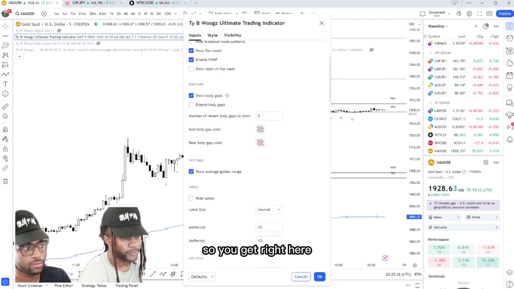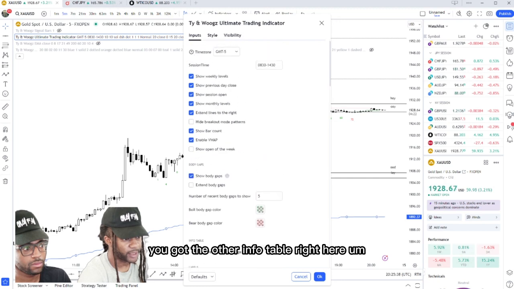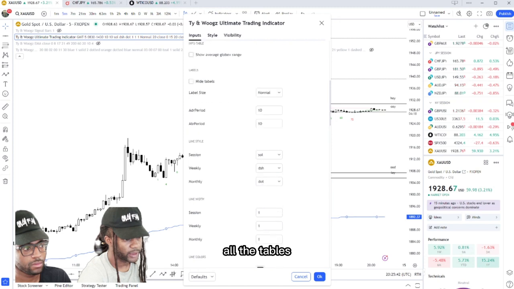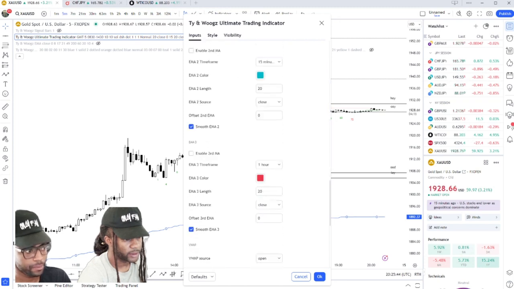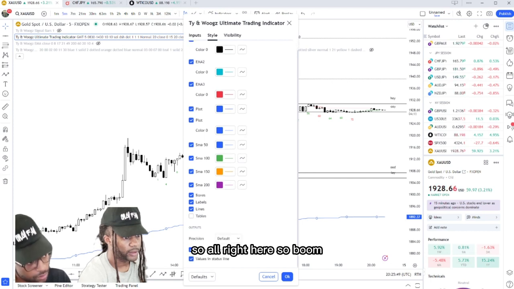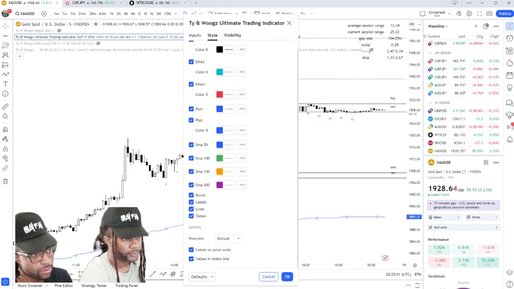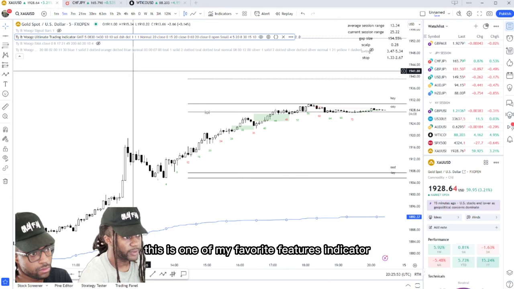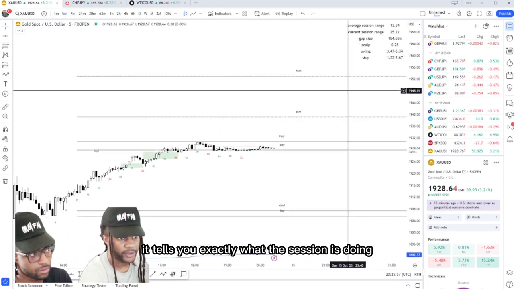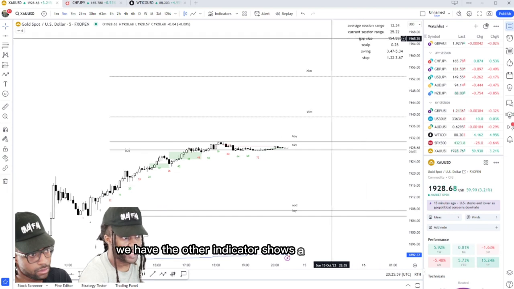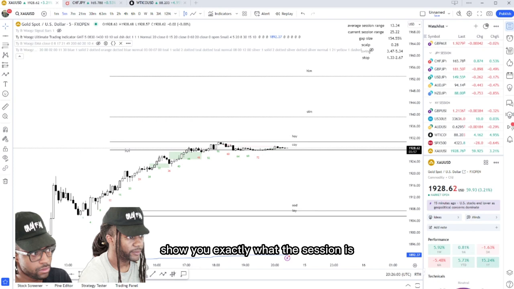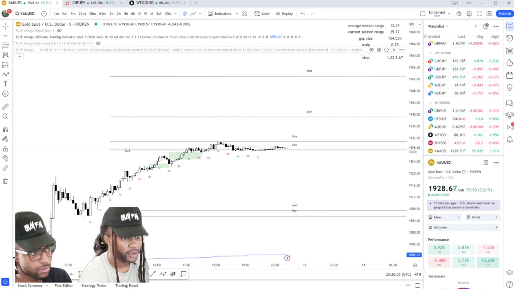So you get right here. You got the info table right here. Not labels. So right here. So boom. This is one of my favorite features of the indicator. It tells you exactly what the session is doing. So remember we had the other indicator that shows you session ranges. It shows you exactly what the session is. I'll open it up for a second.